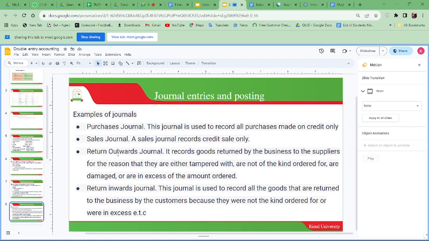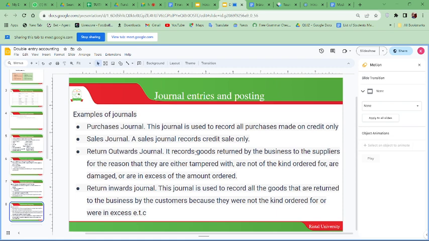So we have return outwards journal. It records goods returned by the business to supplier for the reason that they are either tampered with, are not of kind ordered for, or damaged, or are in excess of the amount ordered. So this return outwards journal records the goods returned by the business.